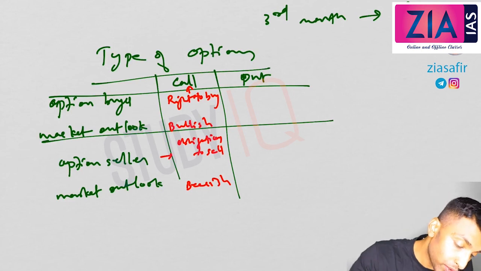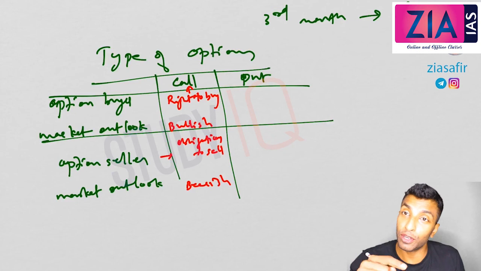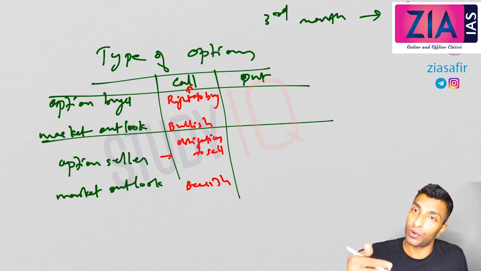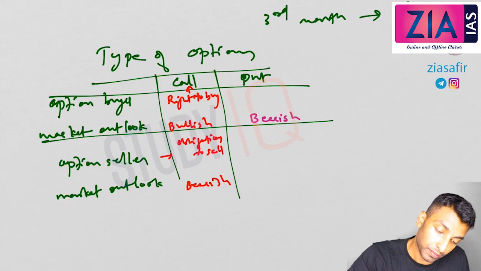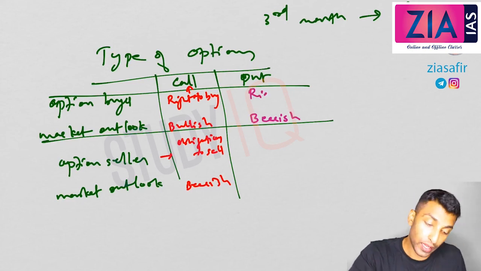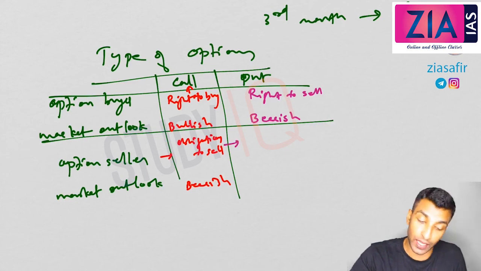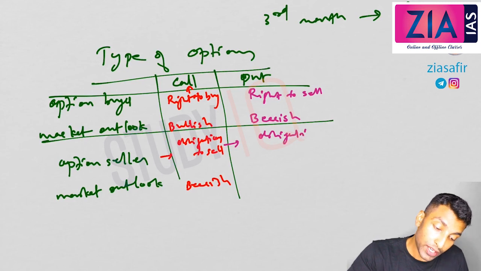Similarly, if you look into the put option, what is the market outlook? I have the option to sell, or the right to sell. So right to sell, that means I am expecting the prices will go down. So that is bearish market. Right to sell, option to sell. So what about the option seller's perspective?